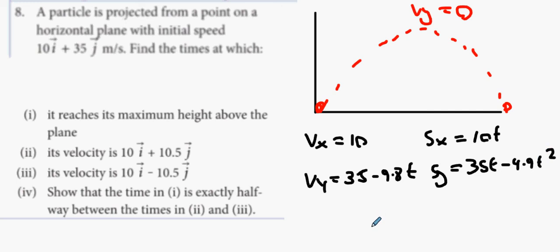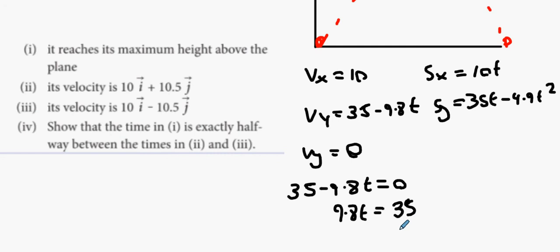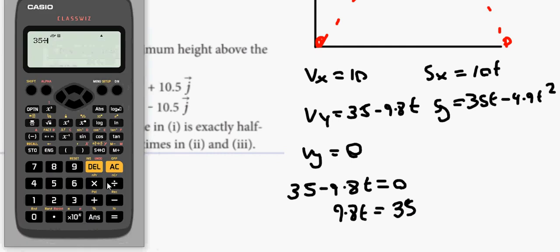Okay. Now, we're going to put Vy equals to 0. So we've got this equation here. Put it equal to 0. Alright. So 35 minus 9.8t equals 0. 9.8t equals 35. T equals 25 over 7.